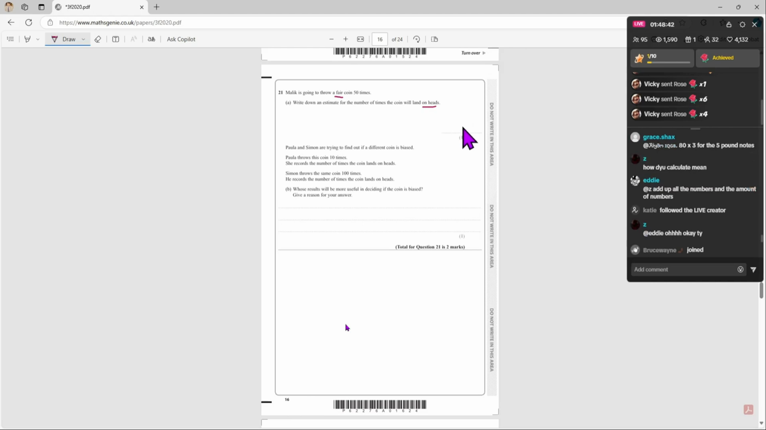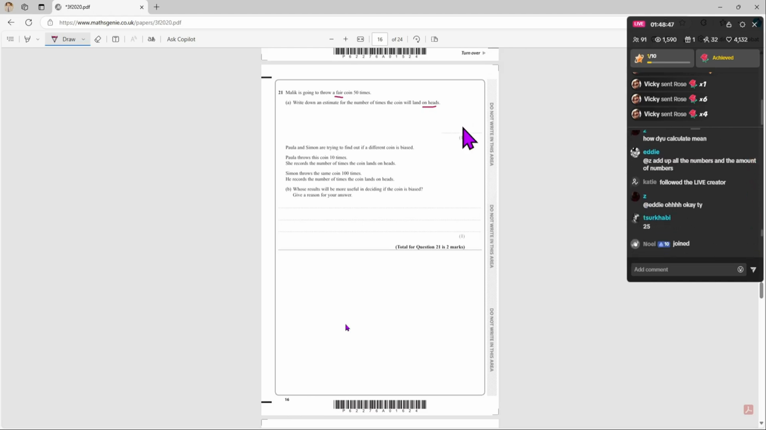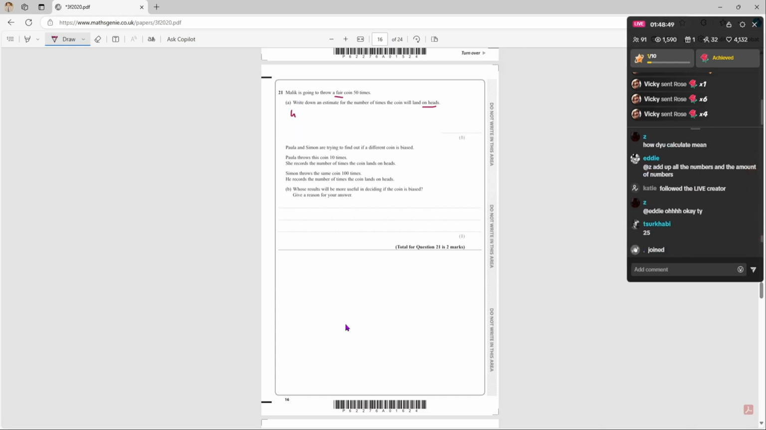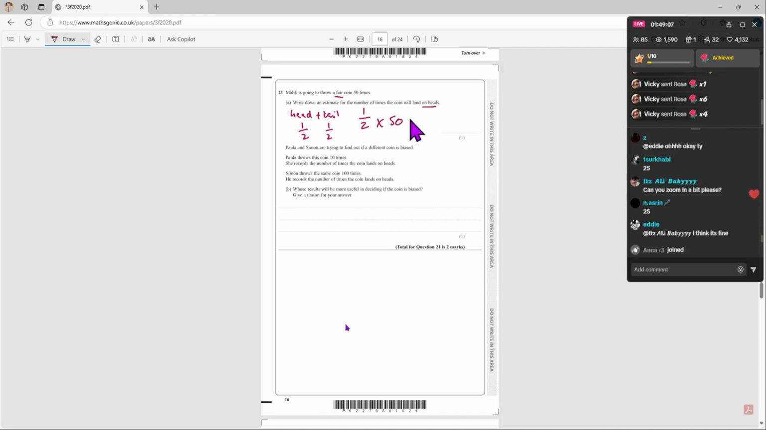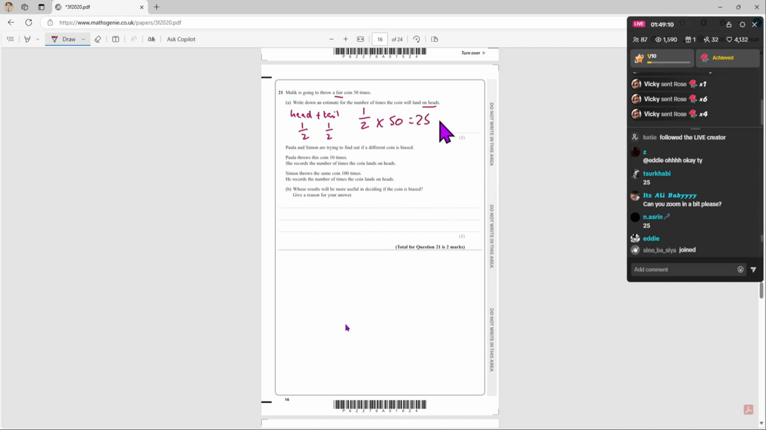So we know that there are only 2 outcomes on a coin, which is heads and tails. That's the only 2 outcomes that you can get. And we know that the probability of getting either one of them is a half. So to get a head, the probability is a half. So we're just going to do half of 50. Half times 50, which will be 25. That was an easy 1-mark question. 25.